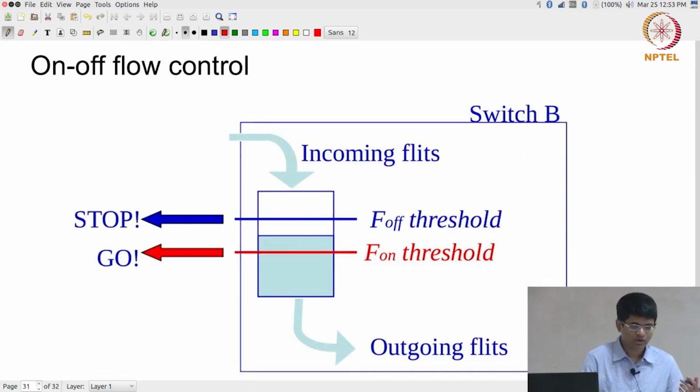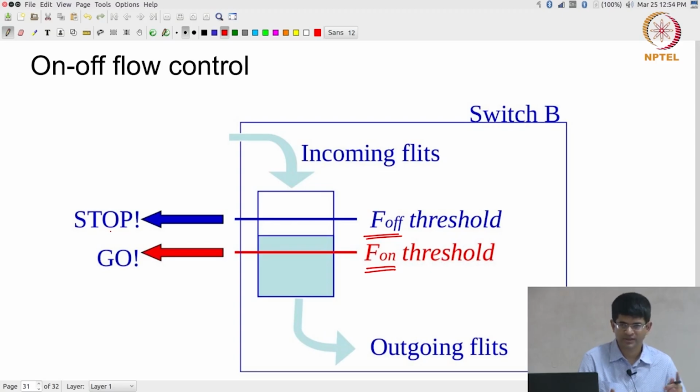Another variant of flow control is the so called on-off flow control. Over here you just have one buffer which basically says it has a on threshold and an off threshold. As long as I am below the on threshold, keep on sending data. The moment I go above the off threshold, stop sending data, wait, go into the stop mode and just stop sending data, okay. Simple because the signaling between two blocks is just two wires, right, stop and go, right.